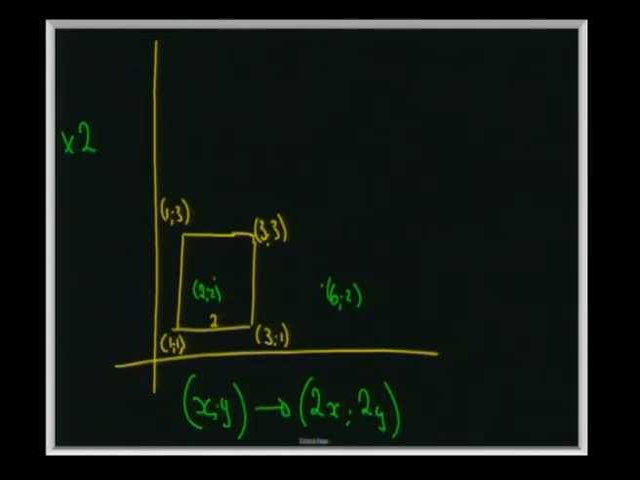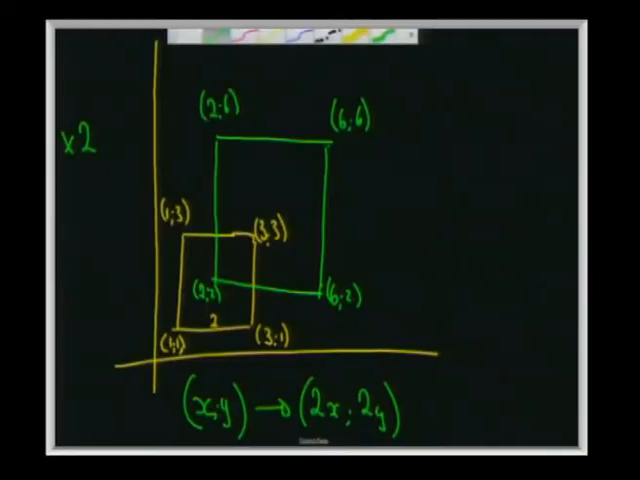My 1, 3 will land up being 2, 6. And my last point, 3, 3, will land up being 6, 6. And if I join those together, you can see the square has not only shifted in essence, but it has grown. Every side has grown by a scale factor of 2. Let's have a look at the area.